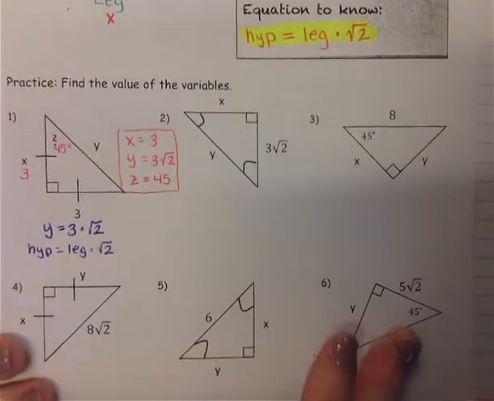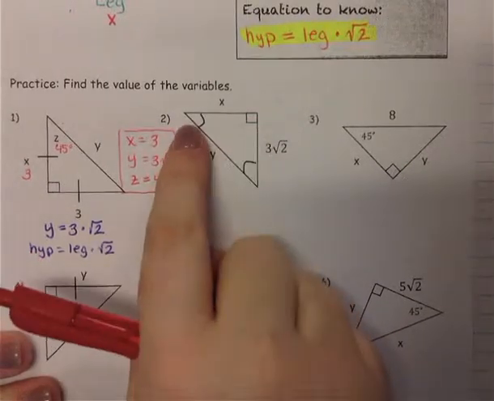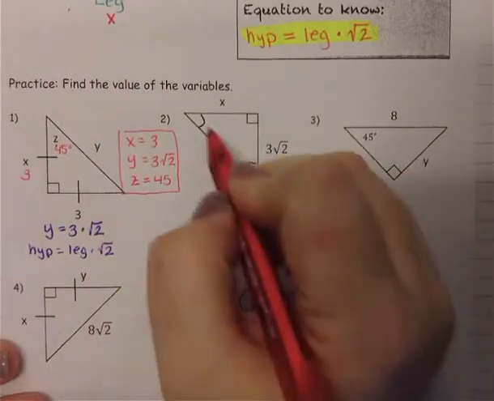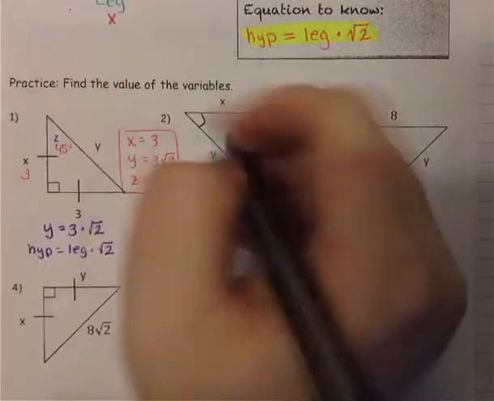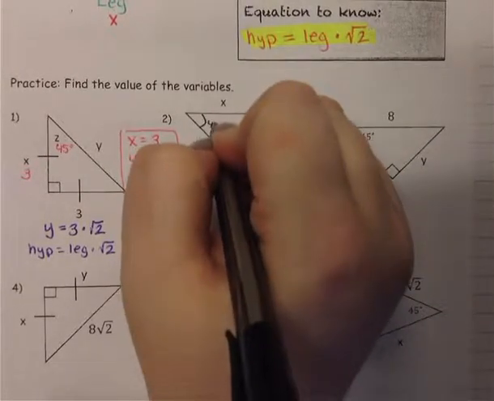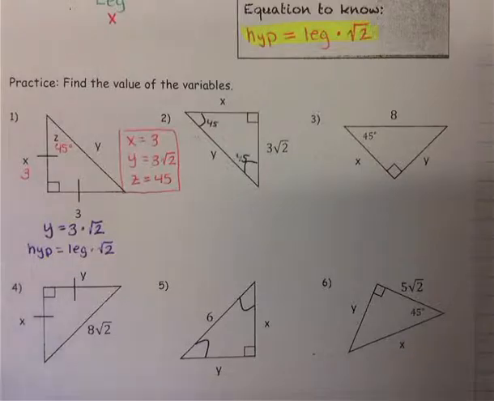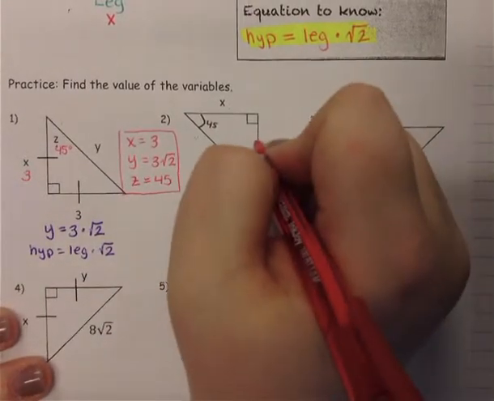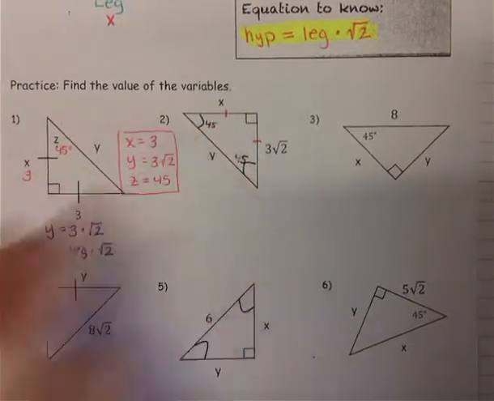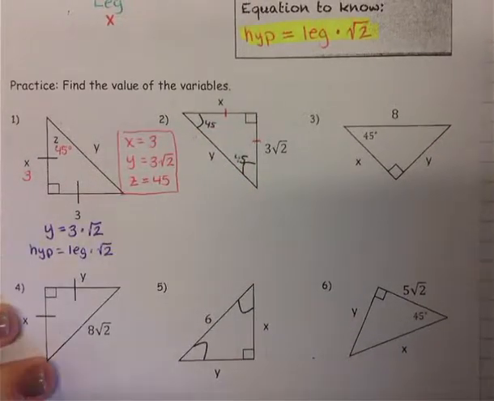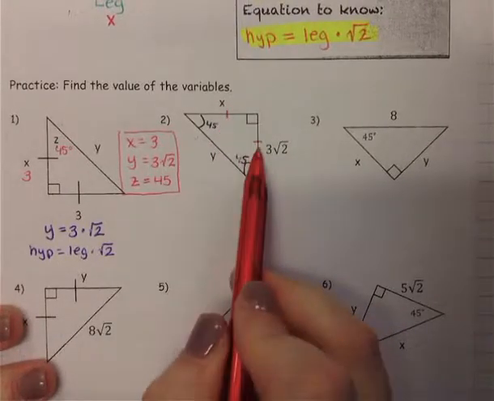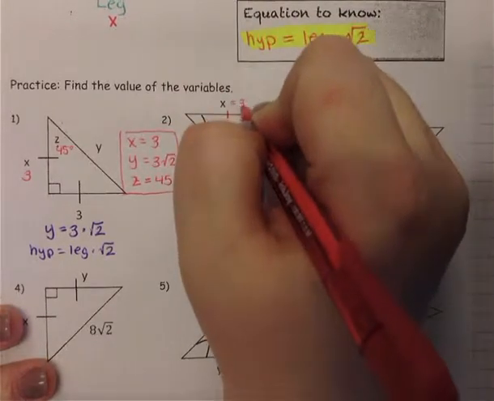On question 2, we have a right triangle, and we have 2 congruent angles. If these angles are congruent, then those angles must be 45 degrees. If those 2 angles are congruent, then we know that our 2 sides also have to be congruent, because that's the converse of the isosceles triangle theorem. So if we have one leg, we have the other leg. These have to be the same. So we know that x is going to be 3 square root of 2.